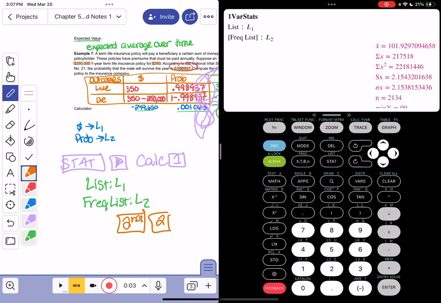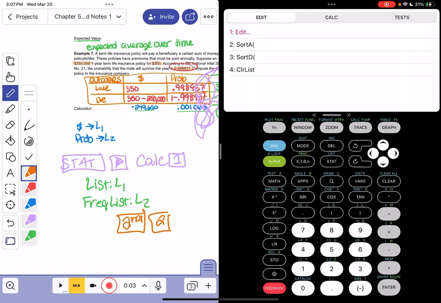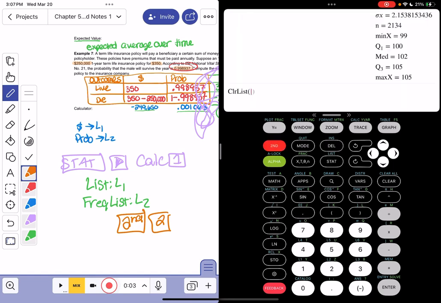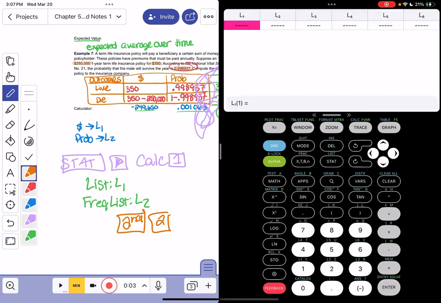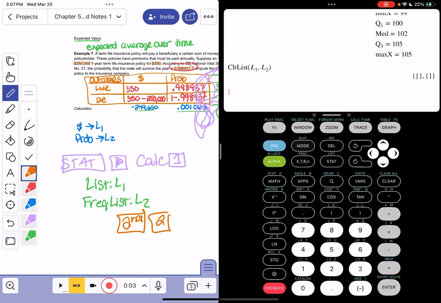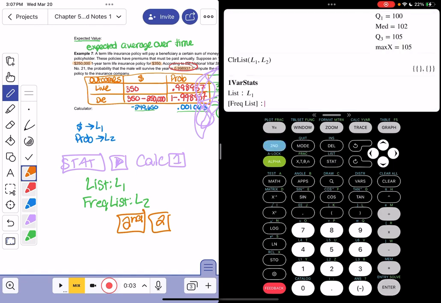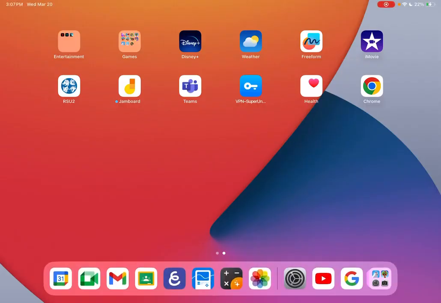Now yours will still say the 84.25. For whatever reason, my calculator deleted the data and put a different set in. So I'm going to try one more time really quick. Edit: 350 and then negative 249,650. And this was 0.998937. And this was 0.001063. And then we're going to go Stat, Calc, 1. And I'm going to do this. And it froze again.